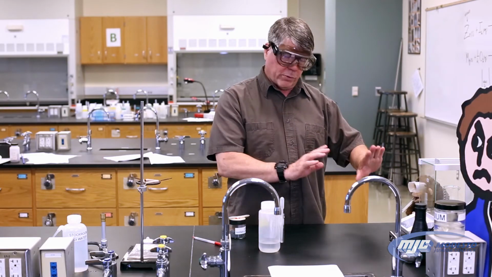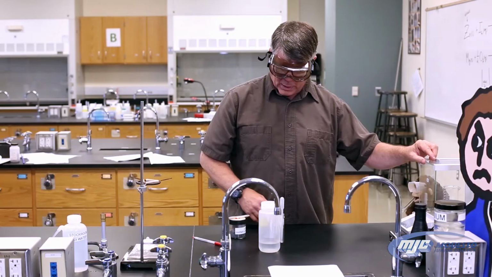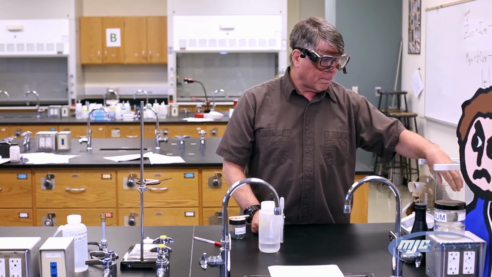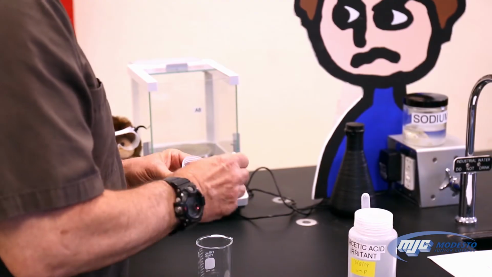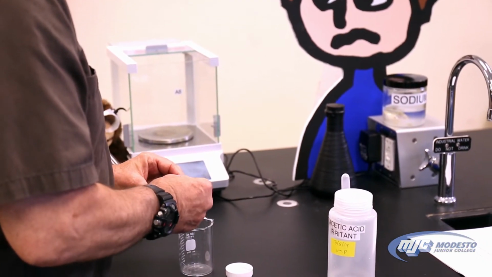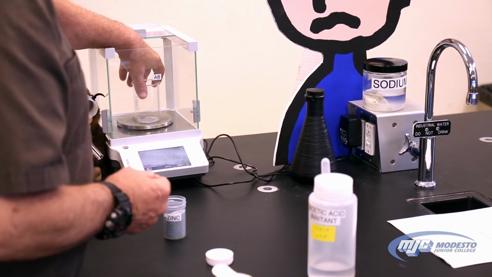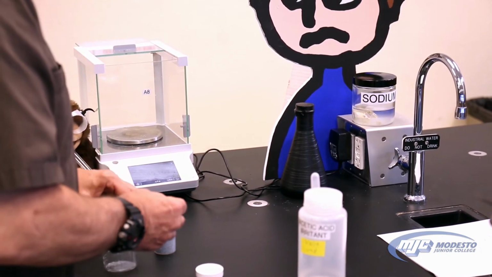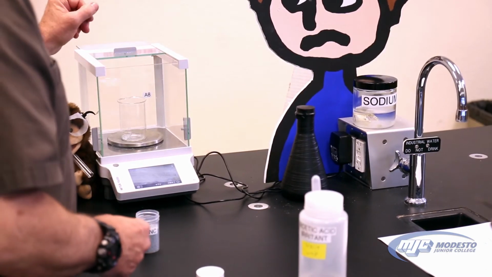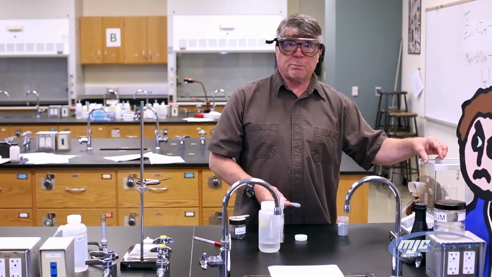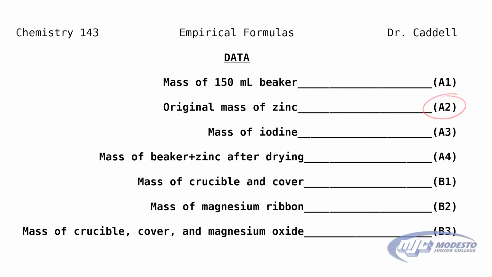Now, with the beaker on there, once we've got the mass, we're going to tare out the balance. So now it says 0 with the beaker on there, and we're going to add our zinc first. We want about 1.2 grams of zinc. It's probably less than you think. This is kind of dense. A little more. A little bit over 1.2 grams, but it doesn't really matter because this is going to be in excess. So write that number down. Original mass of zinc, this is A2.